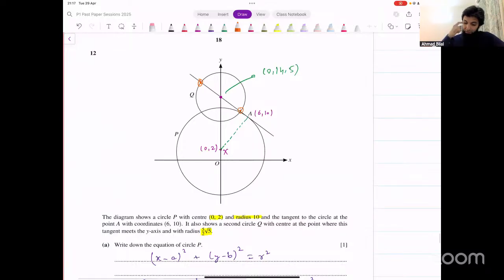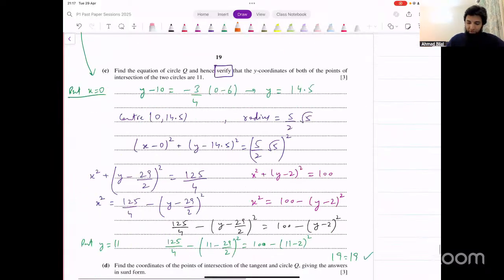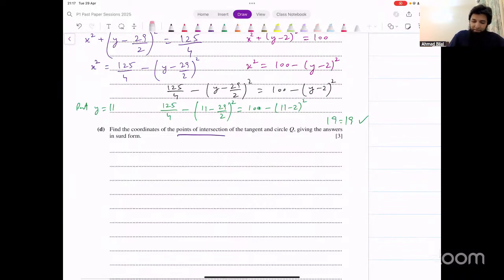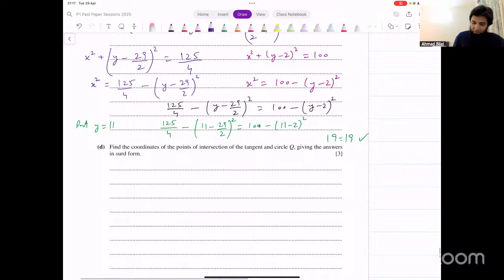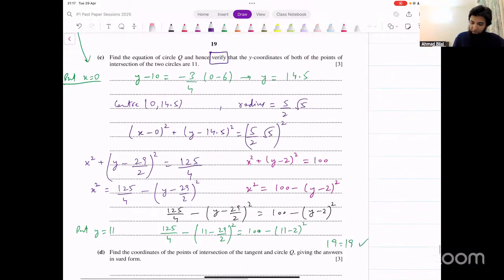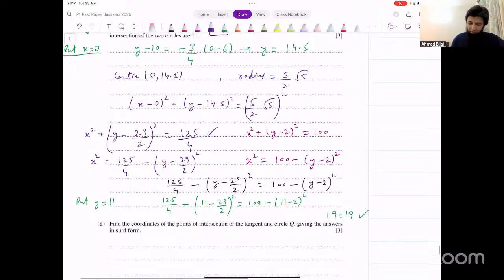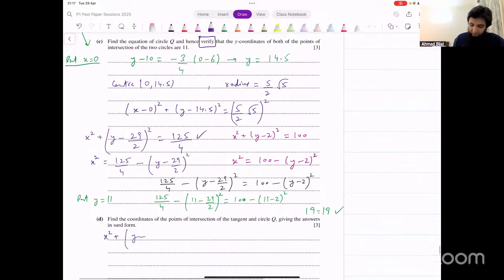Could we have a direct way of doing this somehow? Can we use the vector method? Okay, it's not going to be very straightforward. So, we have to find points of intersection. Let's do it the normal way then. We have the equation of circle Q, which we found in the previous part. This was the equation, right? Let's write that down here. X squared plus y minus 29 over 2 whole squared equals 125 over 4. And the equation of the tangent, what was that?